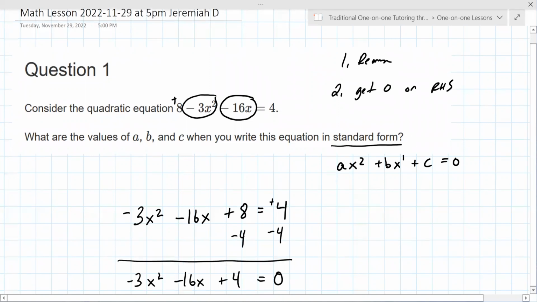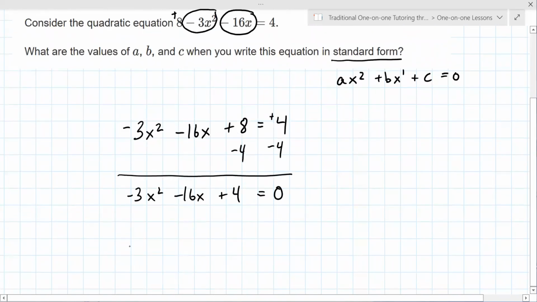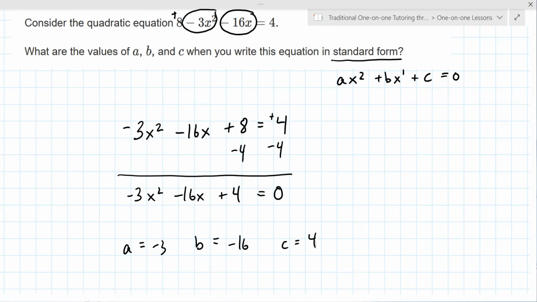Okay, so now what would the values of a, b, and c be in this form here? -3, -16, and 4. All right, very good. So let me give you one like this to try. Before I do that, do you have any questions for me on that? Nope. Okay. Yeah, let me give you one here.